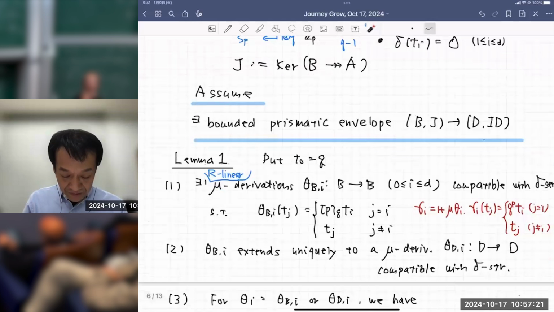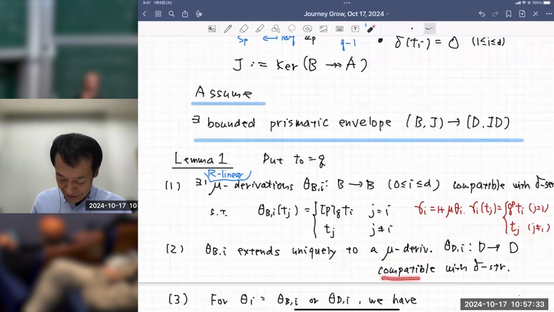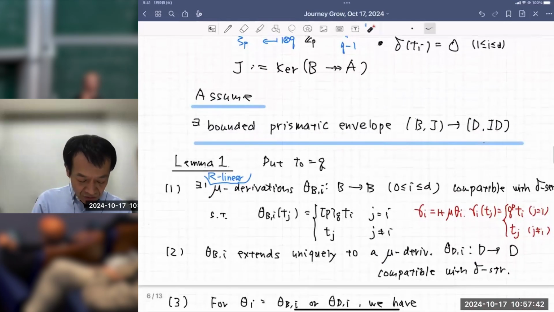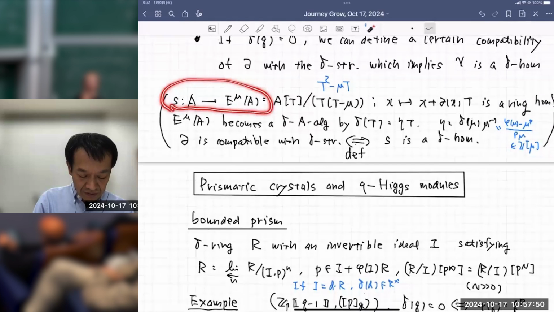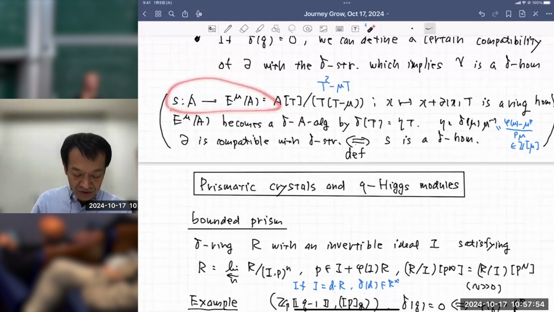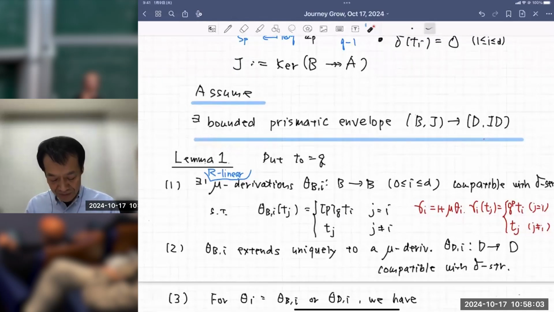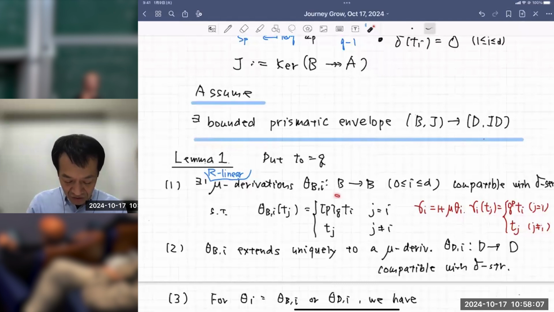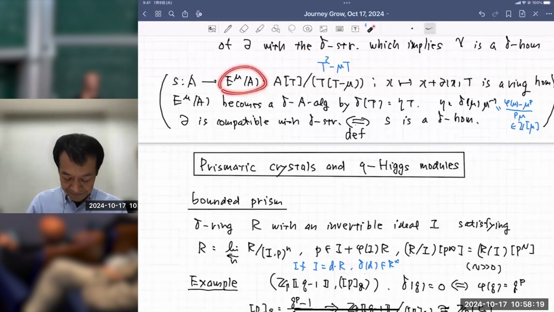Then this mu derivation extends uniquely to a mu derivation on this envelope, and this is compatible with the delta structure as before. To prove these two claims, I use a description of mu derivations in terms of delta ring homomorphisms. Once we have this description, it is relatively easy to extend the mu derivation along an étale map, or by using the universality of the prismatic envelope, you can extend the mu derivation on B to the envelope using the delta structure, in this case E mu A, E mu B, and E mu D.